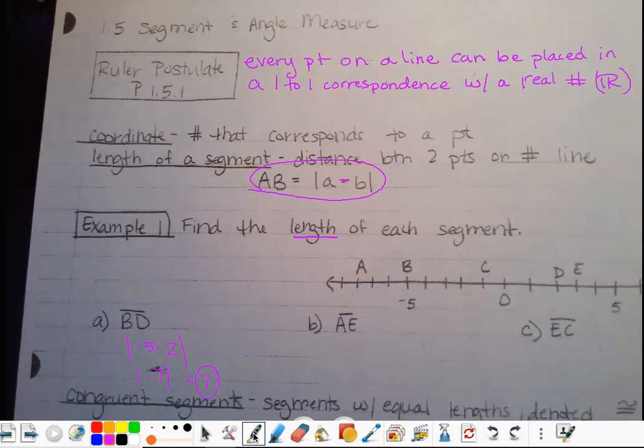All right, let's look at the length of AE. It's going to be the absolute value of A minus E. What's A? A is -8. It kind of looks off the line there, I'm sorry. So -8 minus, what's E? 3. What's -8 minus 3? 11. So it's the absolute value of -11, which equals 11.